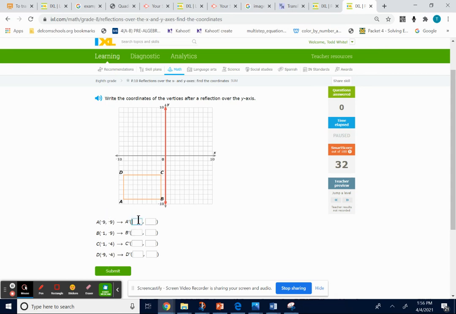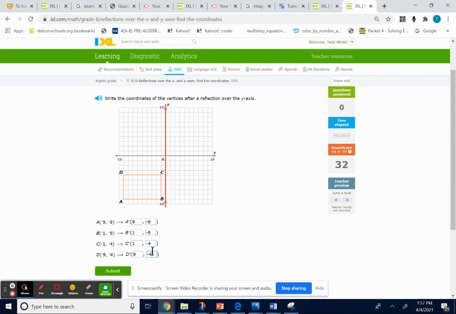So a -9 becomes a +9. A -1 becomes a +1. A -1 becomes a +1. A -9 becomes a +9. And the y coordinates will stay exactly the same. I'm just going to type those in. The -9, the -9, the -4, and the -4.